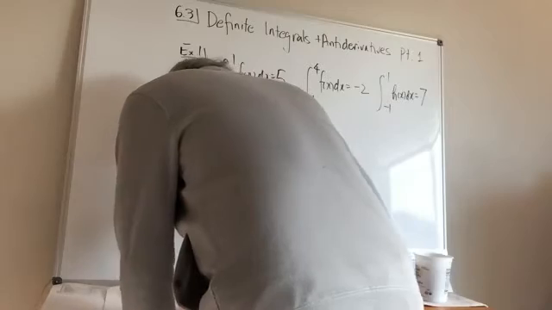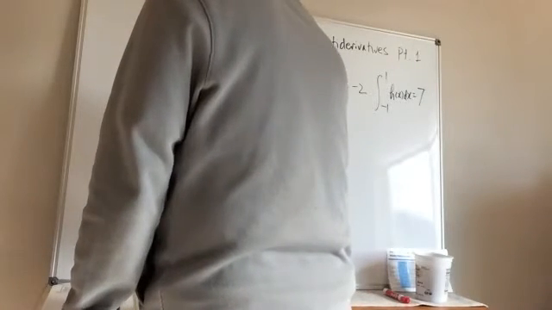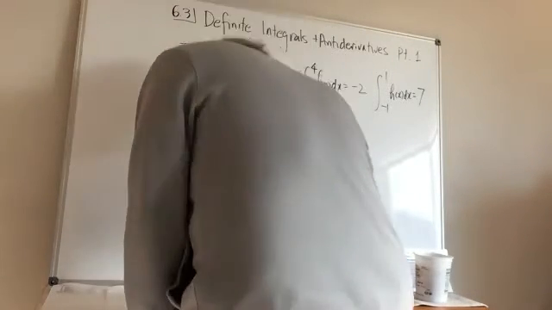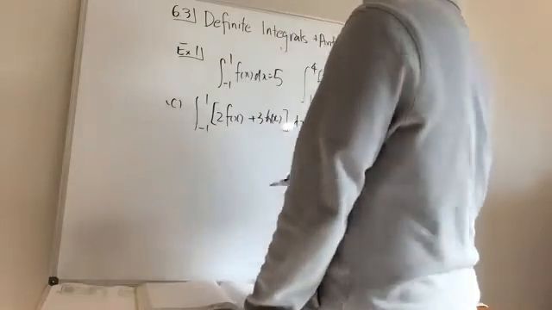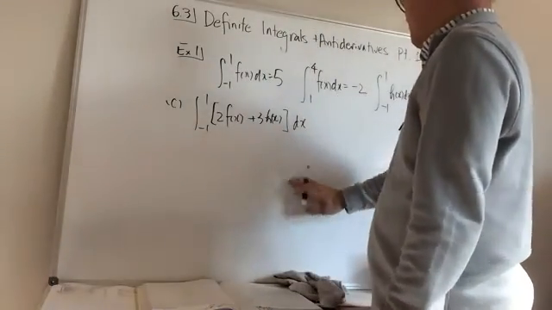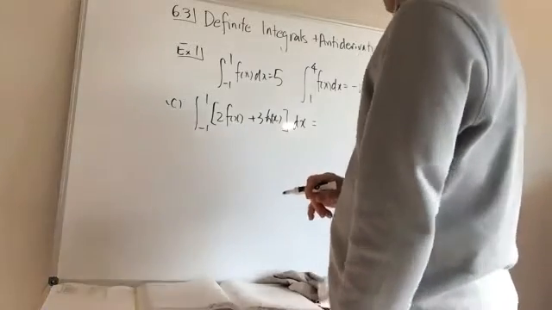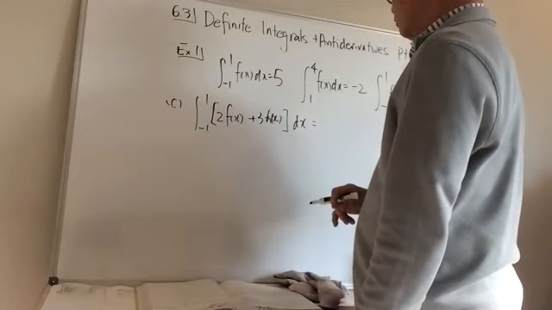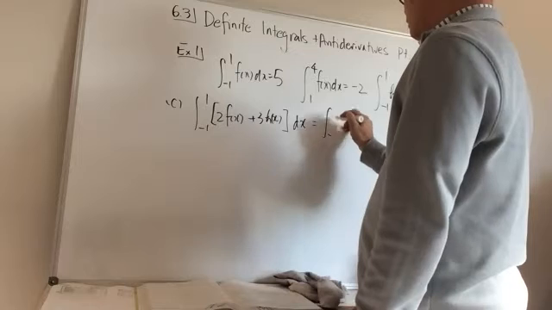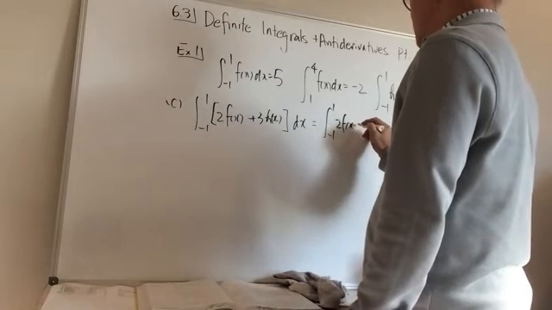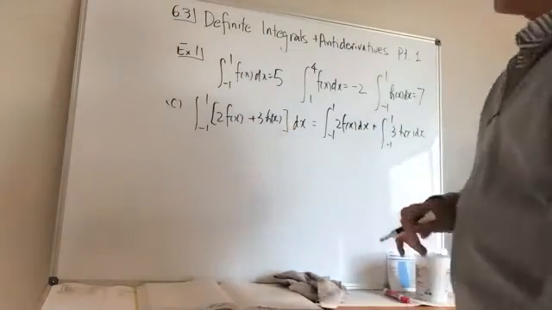And then we have C, the integral from -1 to 1 of 2 f of x plus 3 h of x dx. How do we approach this? Christina, how would I do this? Bring the 2 and 3 in front, some multiple. So you would go ahead and separate the two first, right? The integral from -1 to 1 of 2 f of x dx plus the integral from -1 to 1 of 3 h of x dx. This is the first thing we would do.